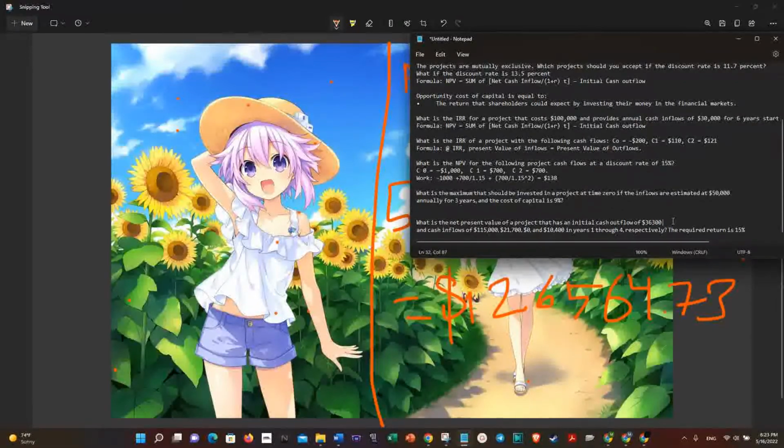Which one for quiz 8? It's question 8. Put the initial cash flow for each one, and then just measure out the cash inflows. Use that to find NPV, IRR, etc.